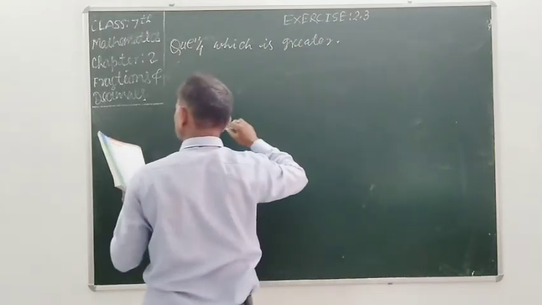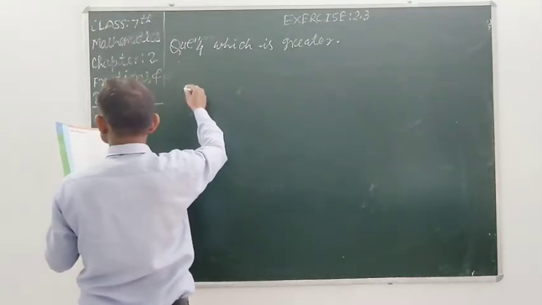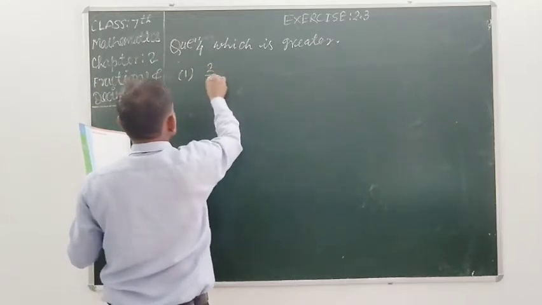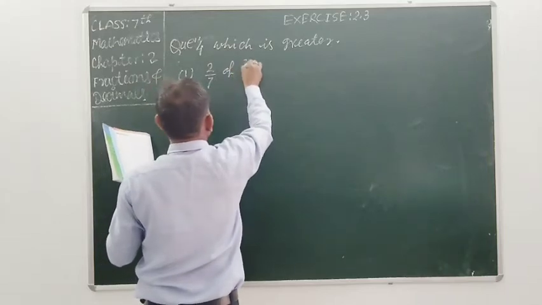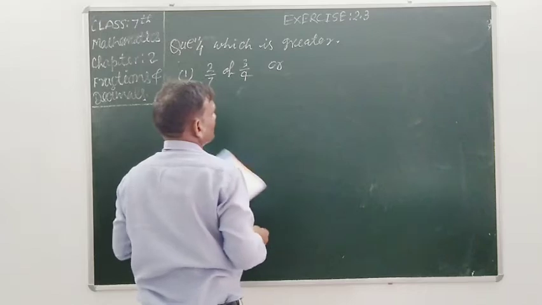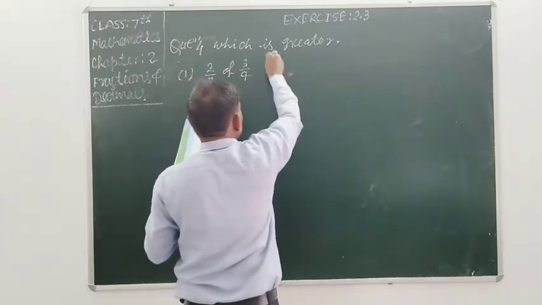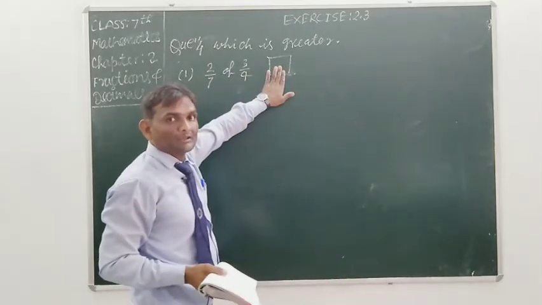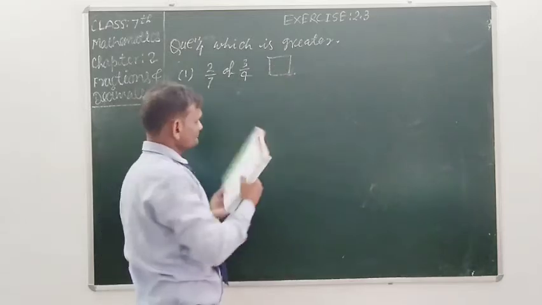Which is greater? Student, I am taking only one part of this question. First, 2/7 of 3/4, or, in the middle, a box is given. It means in the box we are required to fill in a greater or smaller symbol.